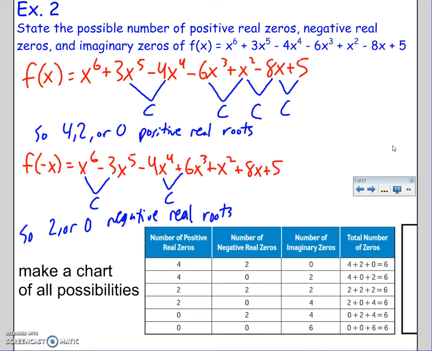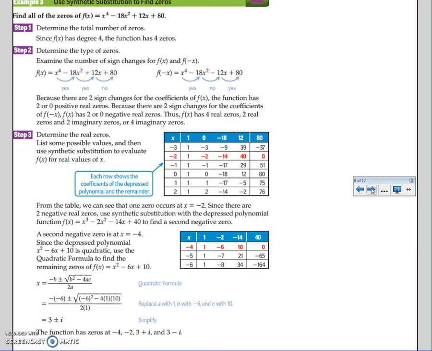All we know is it's one of those possibilities, but we don't know which one. So that's the sad part. This gives us some idea, but not too helpful. So let's see how they used it. For example 3, use synthetic division to find all the zeros.